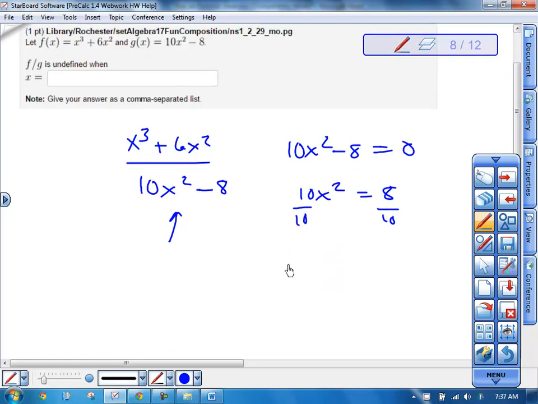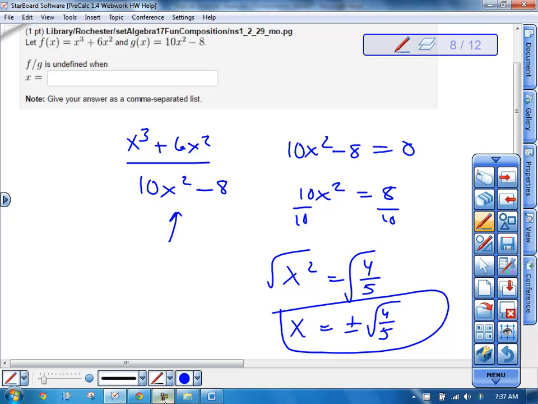Divide both sides by 10, and you get x squared equals 4/5. Now I'm going to square root that, and it turns out that could be positive or negative square root of 4/5. Those are two things that I can't have in the bottom here, because either of them will give me an undefined value in this f over g function. So we'll put both of these in, separated by a comma. So it'll be square root 4/5, comma, negative square root 4/5.